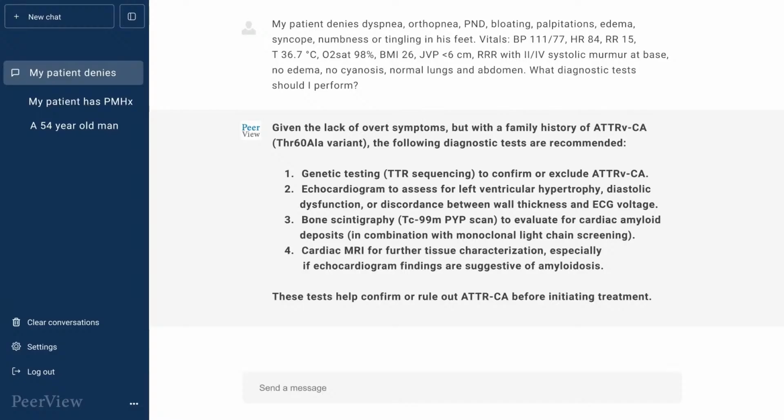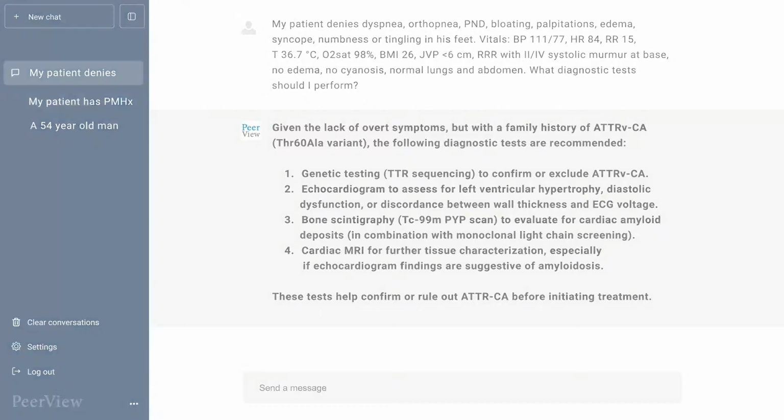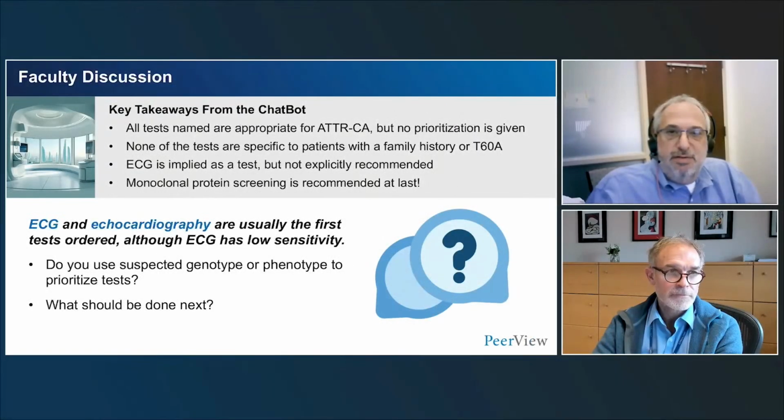They note that the bone scintigraphy here should be done in combination with monoclonal protein testing, so it's finally waking up to exclude AL amyloid. So I would summarize, I think the chatbot did a very nice job of naming the appropriate tests, but really no prioritization seemingly was given. None of these tests are, again, specific for this particular variant. EKG is implied as a test, but not explicitly recommended. And finally, as I said, we get to the monoclonal protein testing.